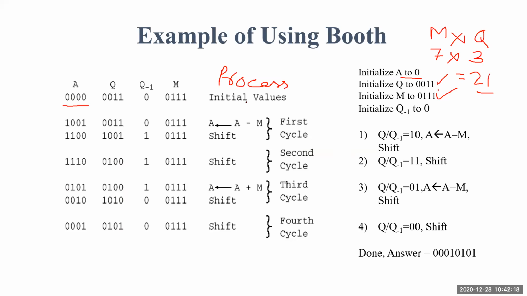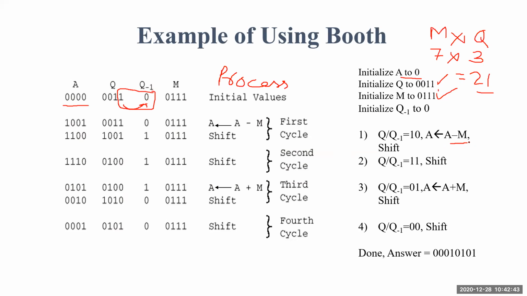Now let us go with checking of these values. See now, first, what is happening here? These two numbers only I should concentrate on: Q0 and Q minus 1. What is Q0? Q0 is equal to 1 and Q minus 1 is equal to 0. So if it is 1 0, what will I be doing? I'll be doing A minus M.